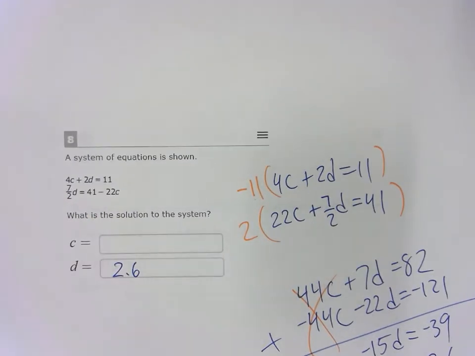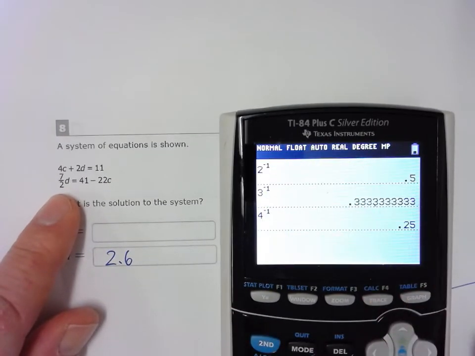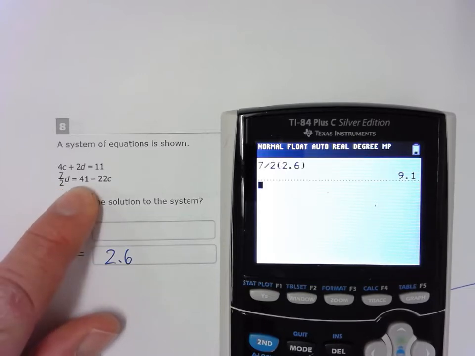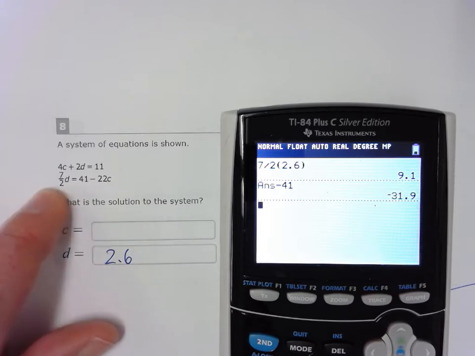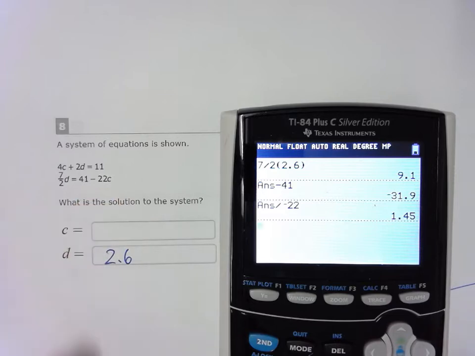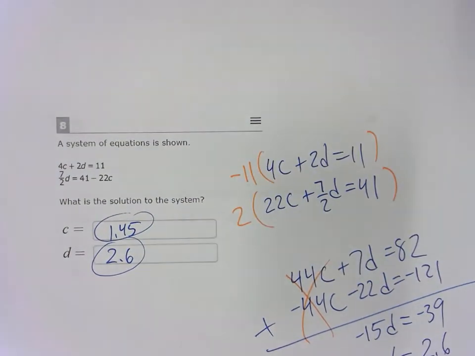And with the calculator, let's do it with the calculator to save ourselves some effort here. So I'm going to go off of the home screen here. 2.6 goes back in for D, so I have 7 divided by 2 times 2.6. Okay, and that's 9.1. I'm going to subtract over the 41. Subtract 41, okay, and then I have to divide the negative 22 over, so I'm going to divide by negative 22, and that gives me 1.45. And there's my answer.